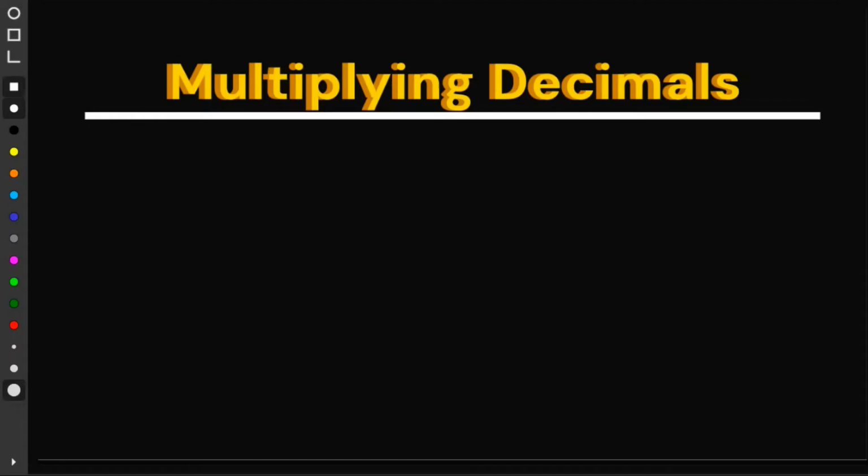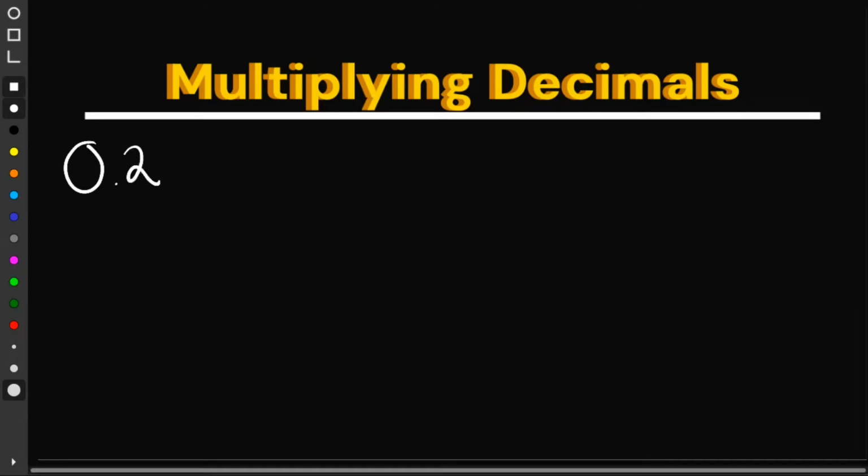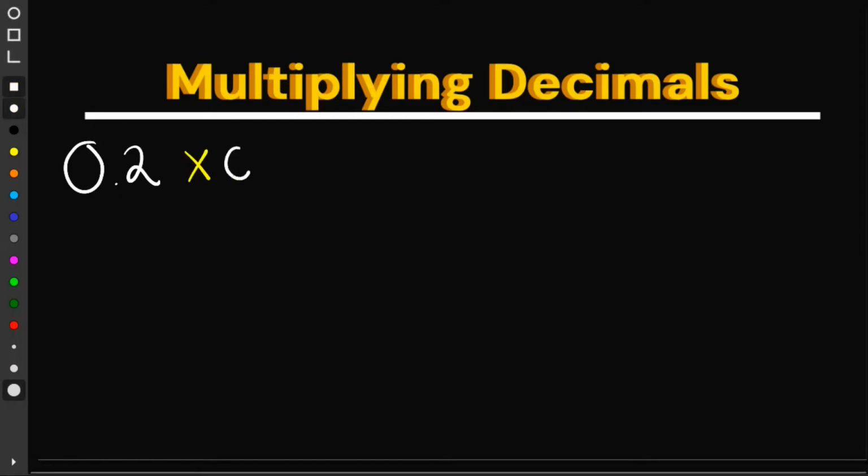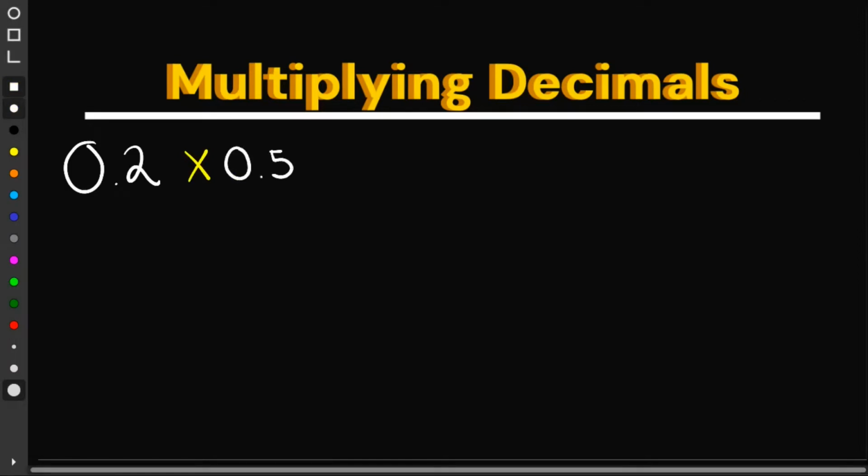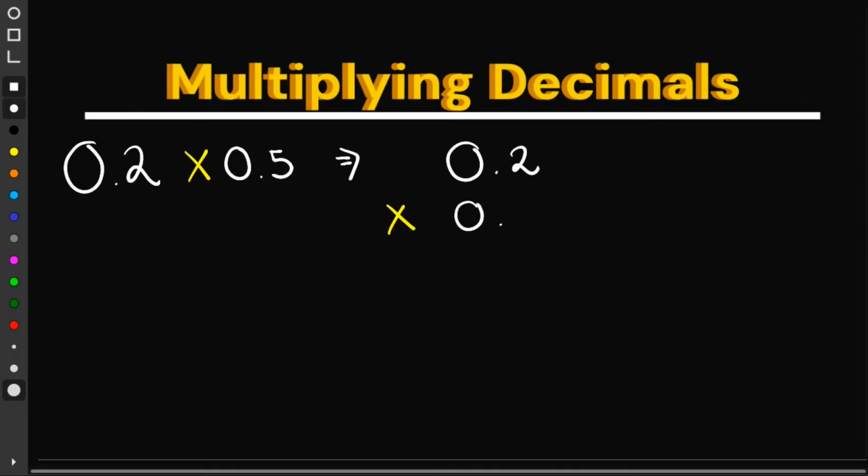Hi there! For this video, we'll be discussing how to multiply decimals. So let's first start with an example. If we have 0.2 times 0.5, we can write this as 0.2 times 0.5.